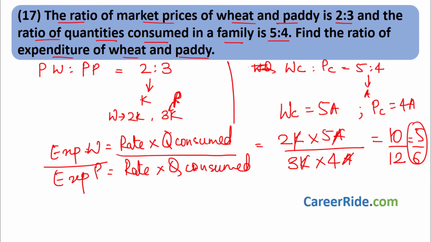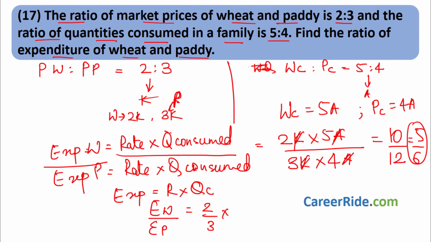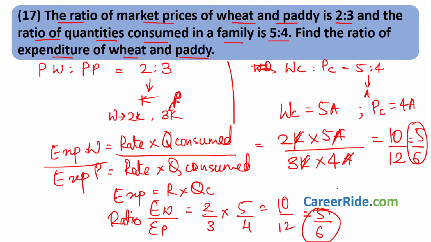There is another way. See, over here the factors got cancelled out, right? k, k gets cancelled, a, a gets cancelled. So what you can do is, you can write expenditure is nothing but rate into quantity consumed. So expenditure for wheat upon expenditure for paddy is nothing but ratio of rate multiplied by ratio of quantity. So the ratio of rate is 2/3 and the ratio of quantity is 5 upon 4. You will get the same answer, 10/12 equal to 5 upon 6. But if you are getting confused with this, you can use our simple method and calculate.